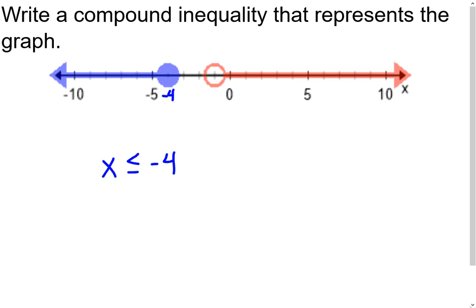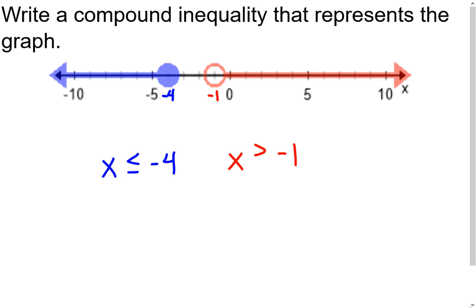And then I go to my red one. Well, I notice that this endpoint's at -1, but I'm not going to include that one because it's an open dot. And then I have all the solutions going to the right or greater than. So I have x is greater than -1.